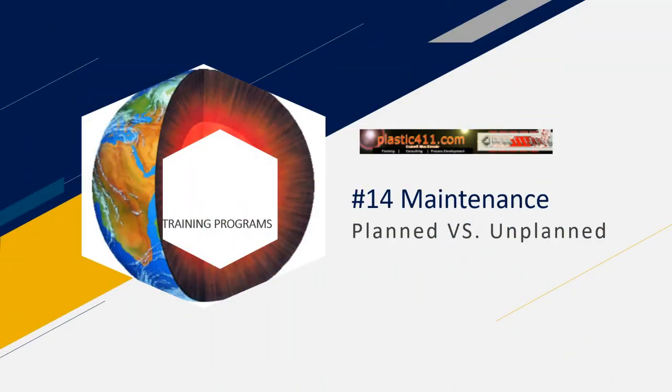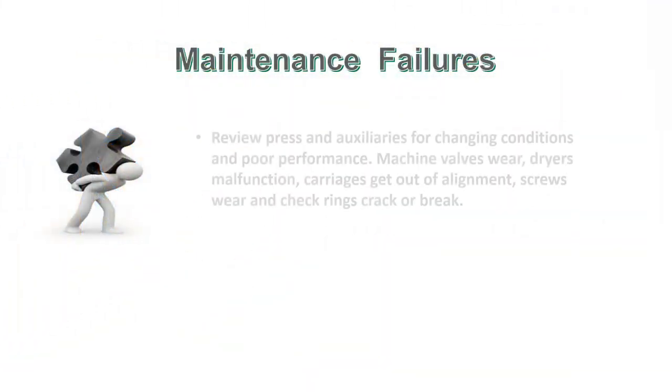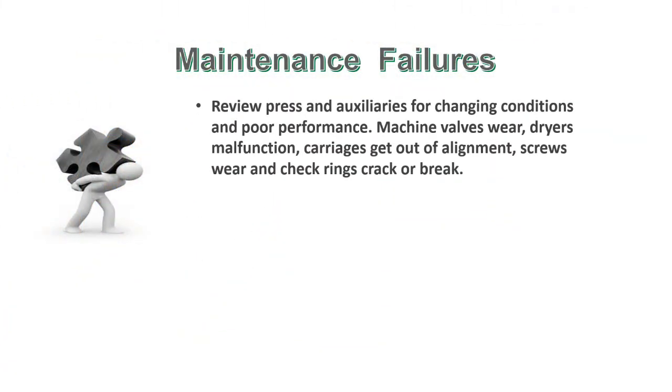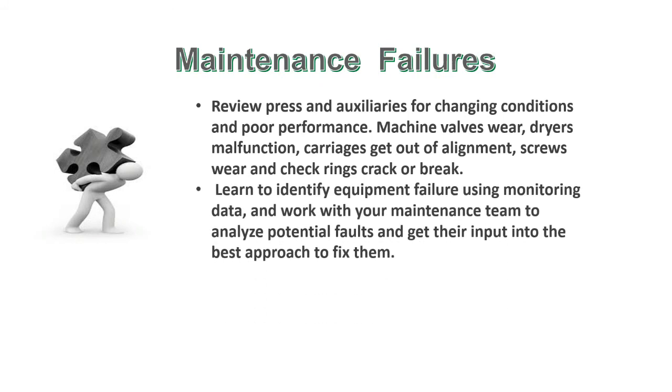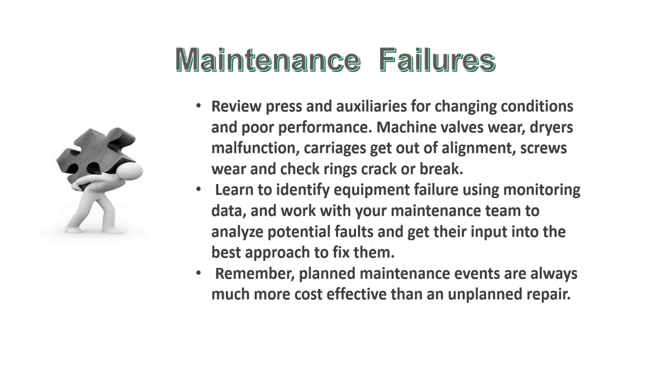Number 14 would be maintenance. We're going to discuss the difference between planned versus unplanned maintenance. You want to review press and auxiliaries for changing conditions and poor performance. Machine valves wear, dryers malfunction, carriages get out of alignment, screws wear, and check rings crack or break. Learn to identify equipment failure using monitoring data, and work with your maintenance team to analyze potential faults and get their input into the best approach to fix them.